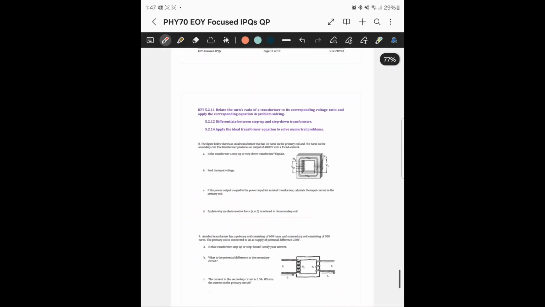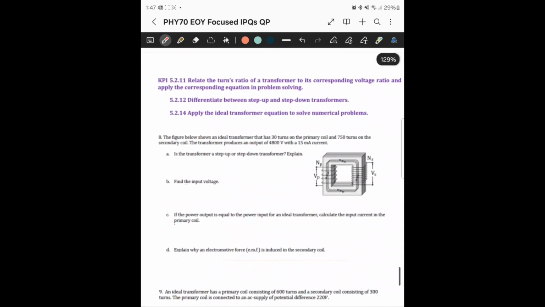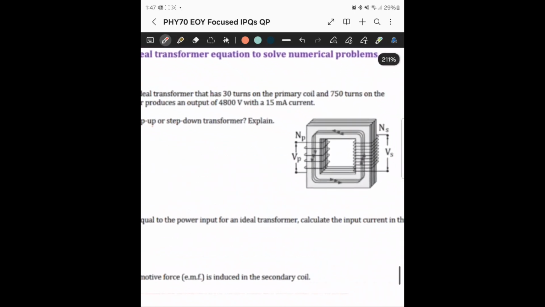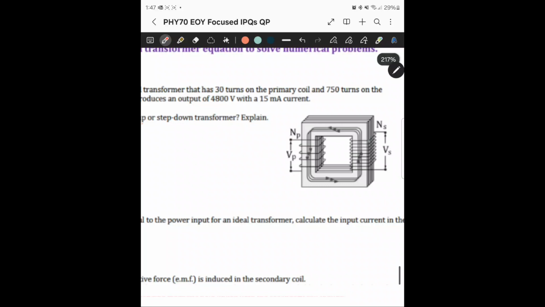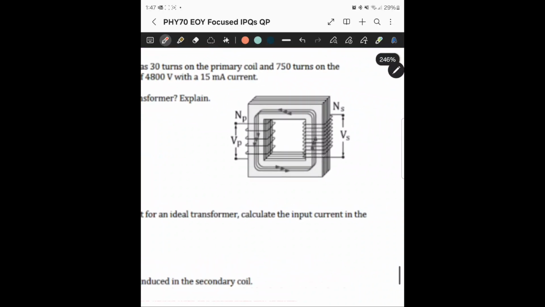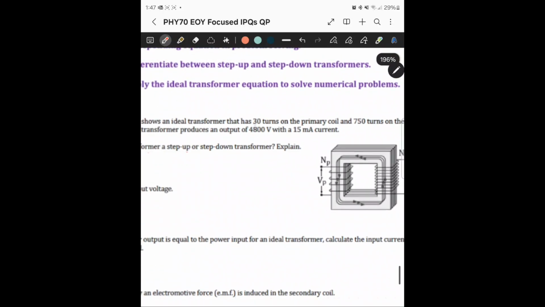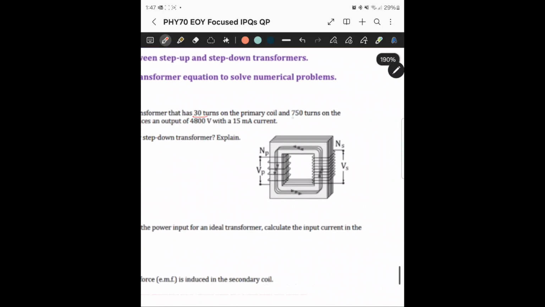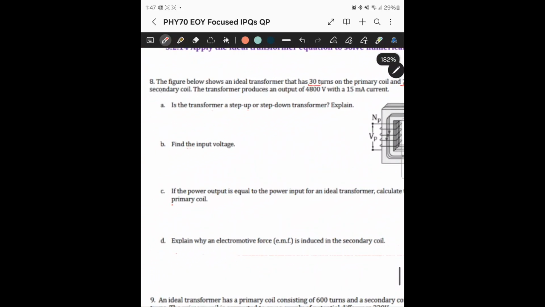So let's go ahead and do transformers. Over here, is this a step up or a step down transformer? Step up usually means there's more coils on this side, so my voltage can increase. Step down will be less coils on this side, the secondary side, so the voltage can decrease. More coils, more voltage. Less coils, less voltage. So in this case, I can clearly see that there's more coils on the right hand side. Otherwise, if I didn't know, the input was 30 turns on the primary and the output is 750 turns on the secondary. So it's step up.